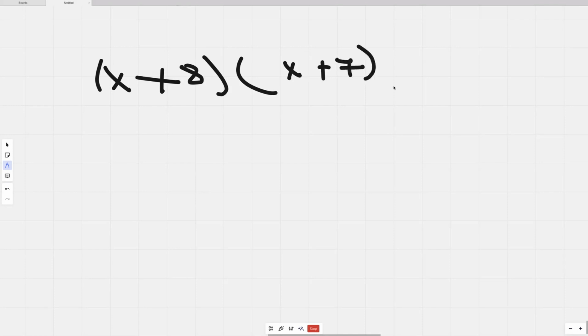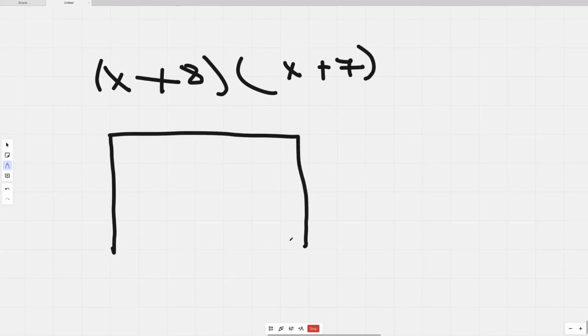In expanding brackets, there are so many ways to do it: the FOIL way, or the rectangles way, or other ways. Now I want to show you the rectangles way, as this is included in the IGCSE book. So in the rectangle way, what we have to do is draw the rectangle like this.